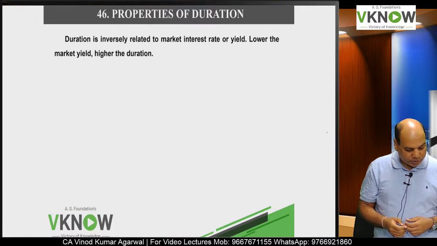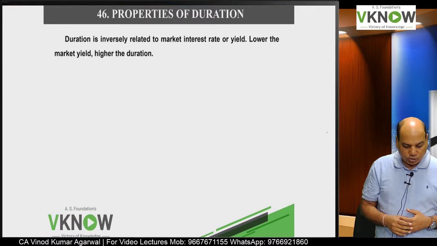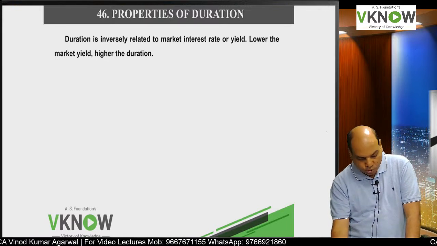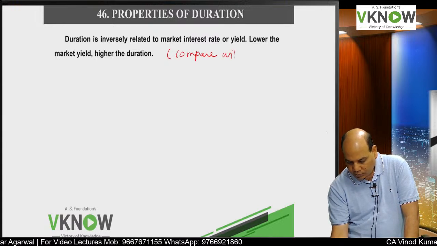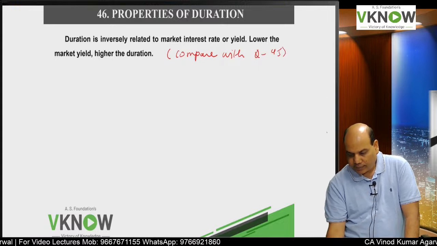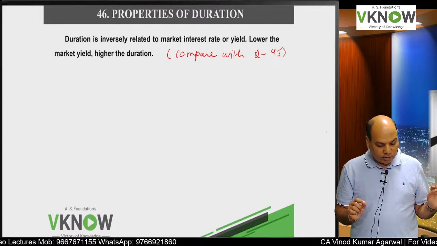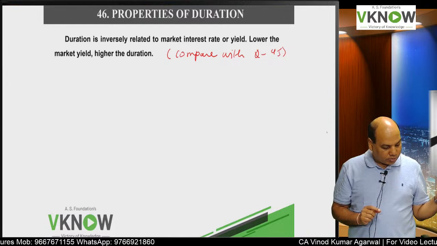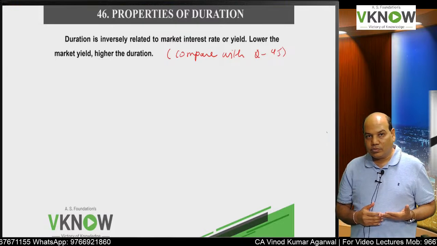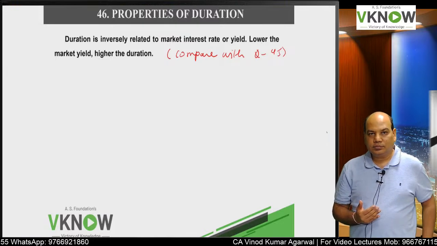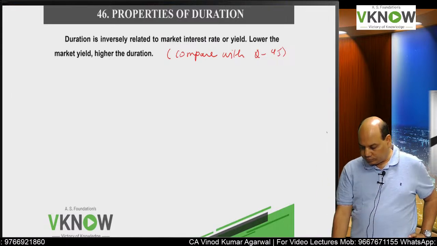Calculate the duration of the 7% 5-year bond given YTM is 10%, face value is rupees 1000. We are going to compare this with question number 45, because all factors are the same except the YTM, which I used in question number 45 as 8%. I have made it 10%. So now what will happen? If you use a higher discount rate, your present value will fall, your duration will fall.